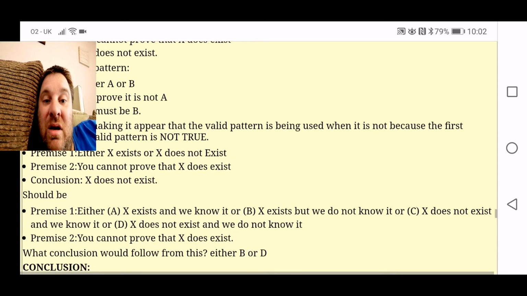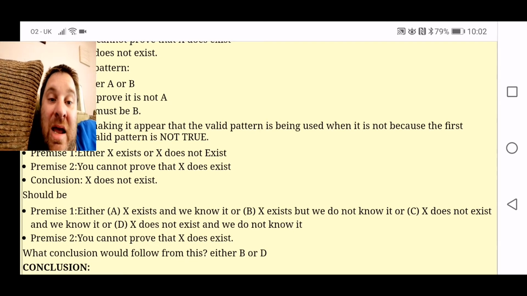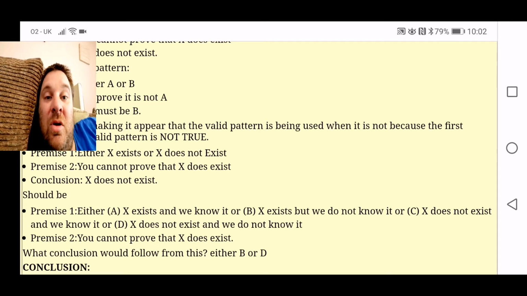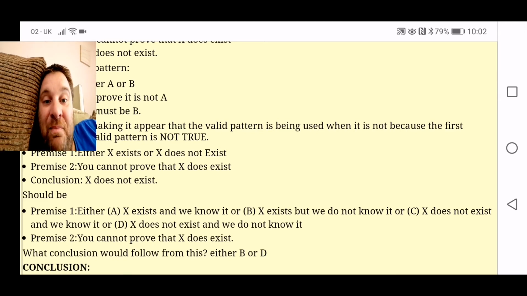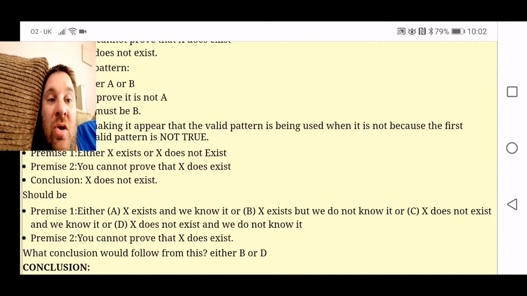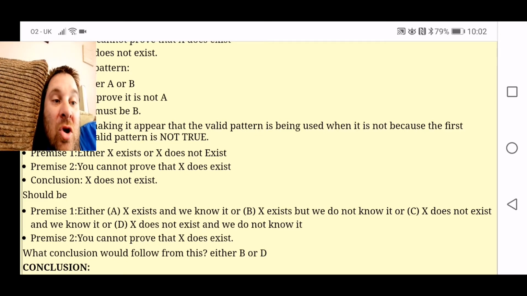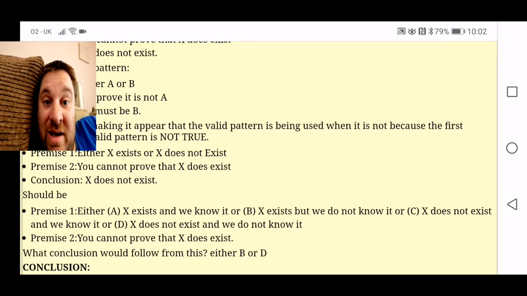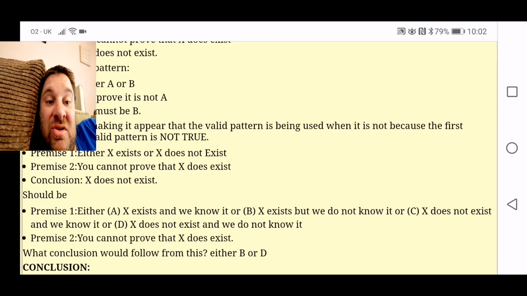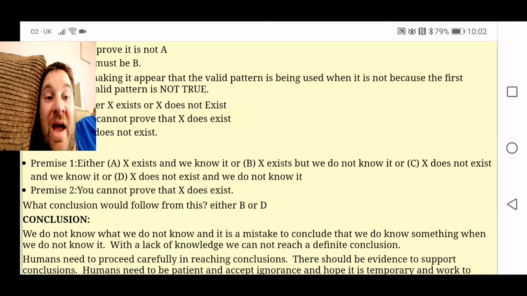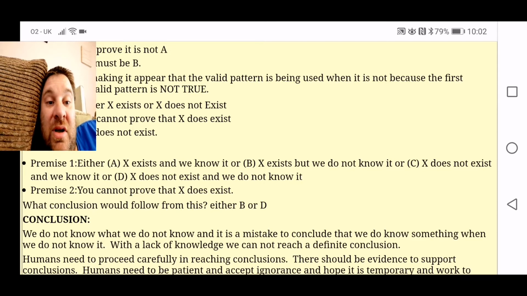Should be premise 1, either A, these are the options that you should be having. So it's either the globe exists and we know it, or the globe exists but we do not know it, or the globe does not exist and we know it, or the globe does not exist and we do not know it. You cannot prove that X does exist. What conclusion would follow from this?